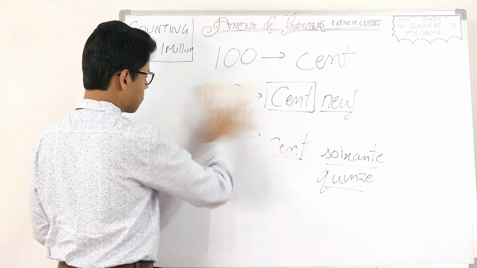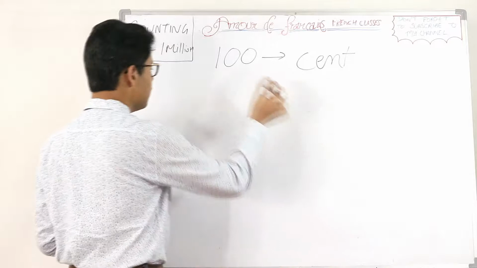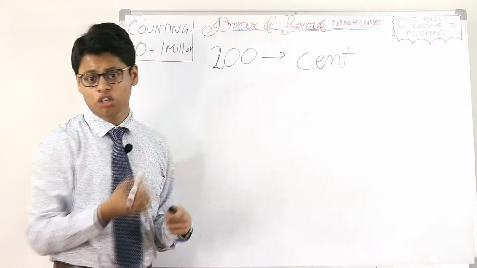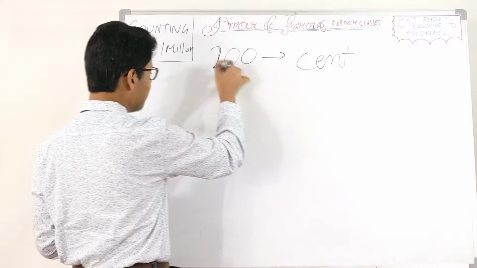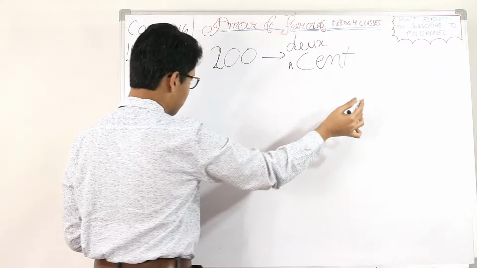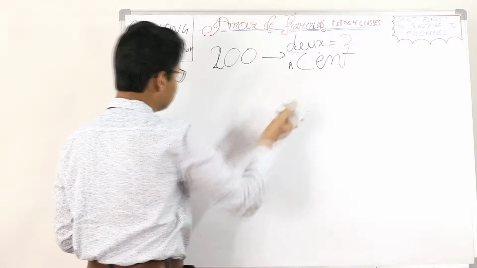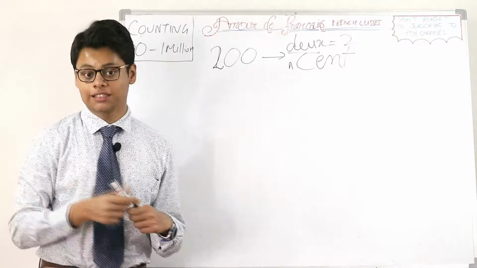So, what if instead of 1 here, it became a 2, then what will be the change? Will it still be cent? No. Like in English, if it's 100, we say 100. We don't call 200 as 100, right? So, since it has become 200, we will add the word deux in front of cent, which becomes deux cent. Deux means two, and cent is 100. So, deux cent, 200.